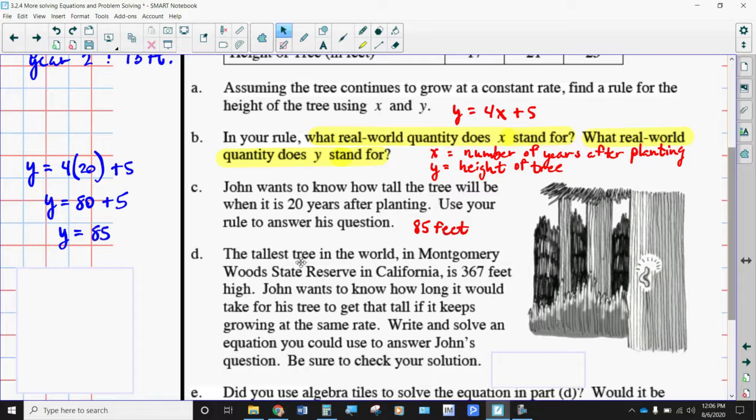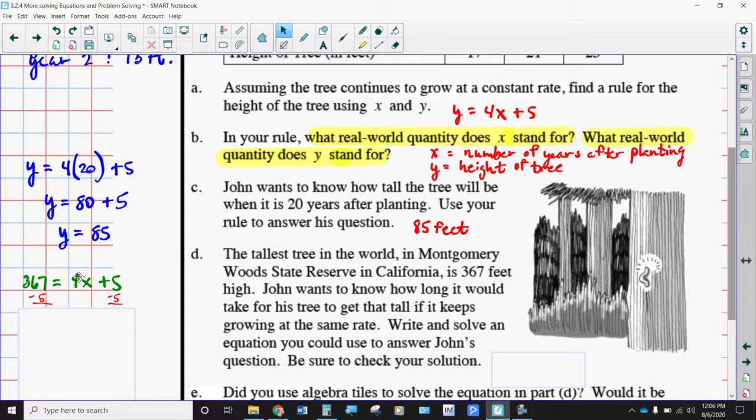All right, the tallest tree in the world is 367 feet. So how long would it take John's favorite tree to reach that height, assuming it's going to continue growing at the same rate? This situation requires us to replace the Y with 367 feet, because that's the total height of this tree. And so we have to use algebraic reasoning now. We would remove balanced sets by subtracting the 5 from each side. The reason why we want to take away this 5 is because we're eventually trying to figure out what X is equal to. So we've got to get the X alone.